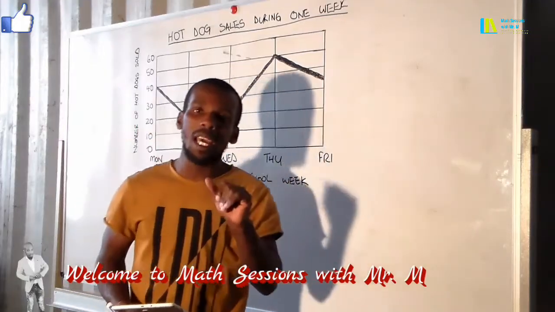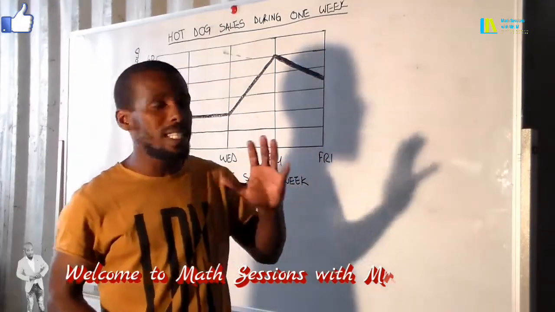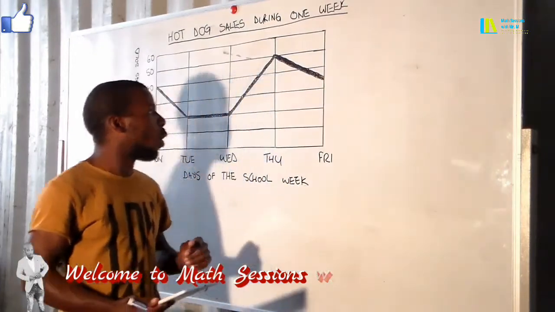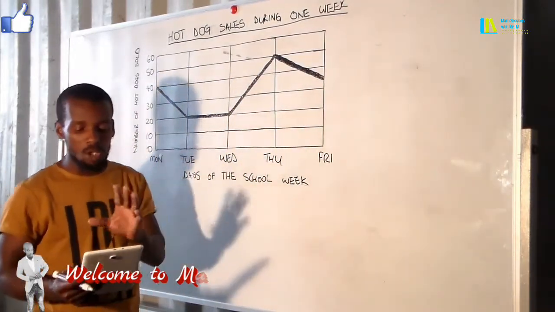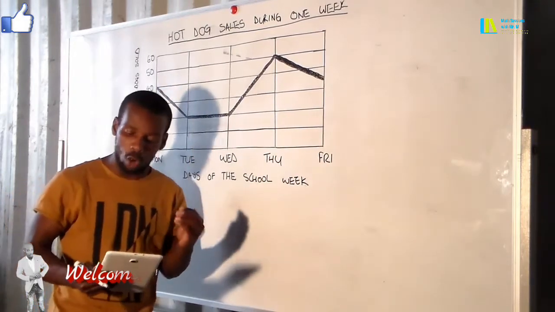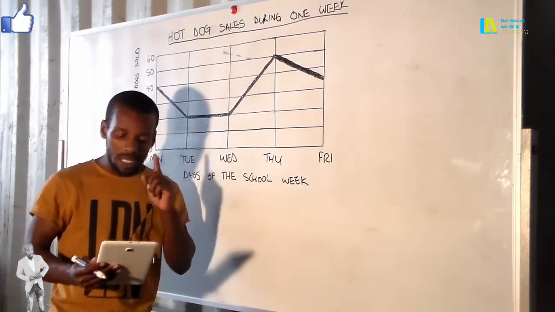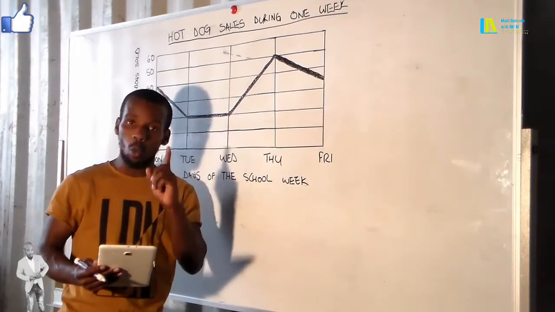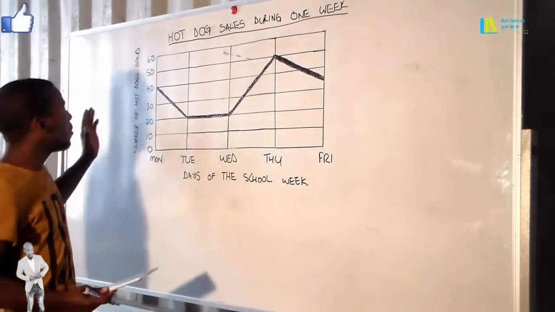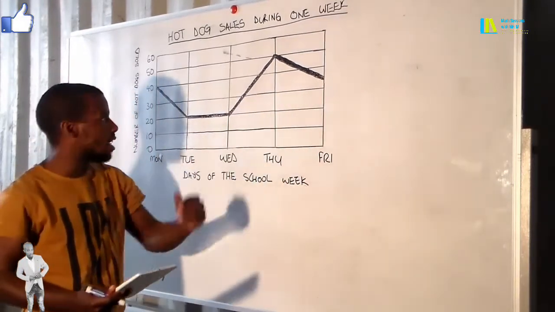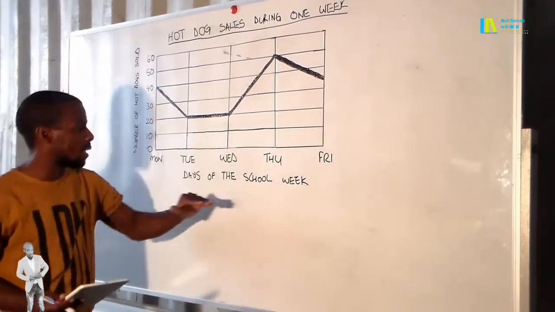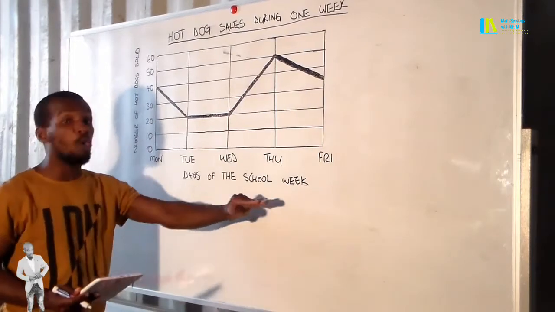Now I want us to take an example of a linear graph as I have drawn here on the board. It says here that the given graph illustrates the number of hot dogs sold on different school days during 1 week. Now, this is the graph that we are having. We have Monday, Tuesday, Wednesday, Thursday, and Friday. And this side is the days of the school week.